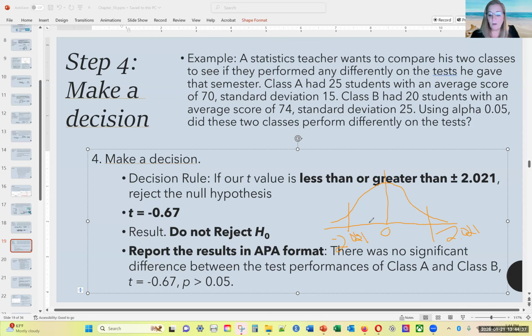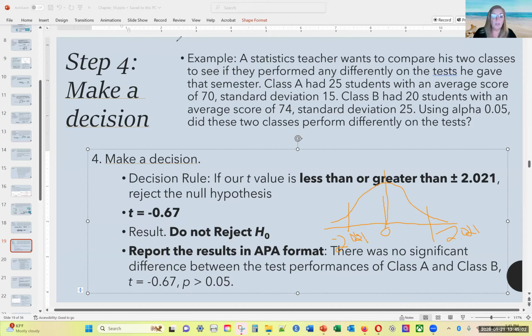All right, well, it falls between the mean of 0 and this negative 2.021. So probably right about here somewhere, and that's nowhere near the critical region outside of this negative 2.021. So that's why we do not reject the null hypothesis.